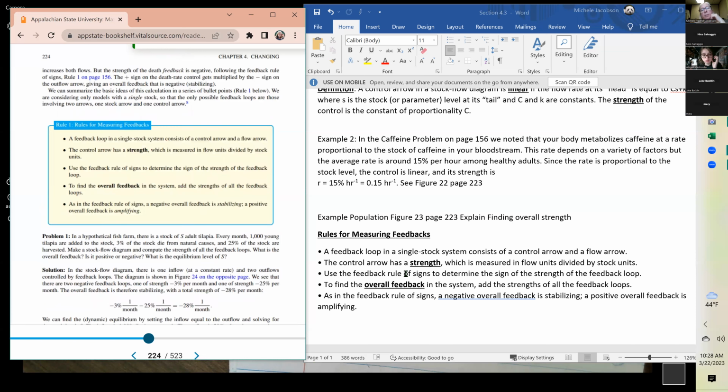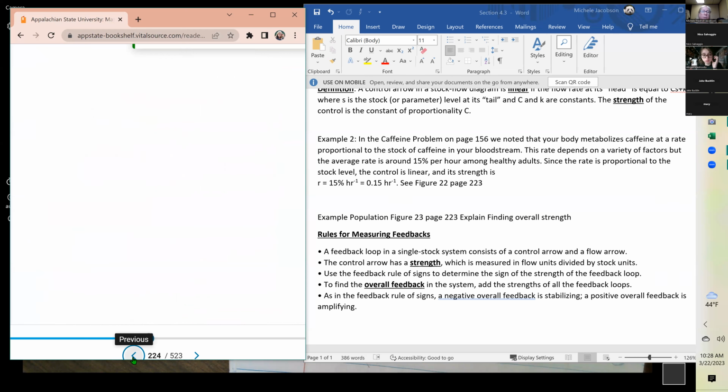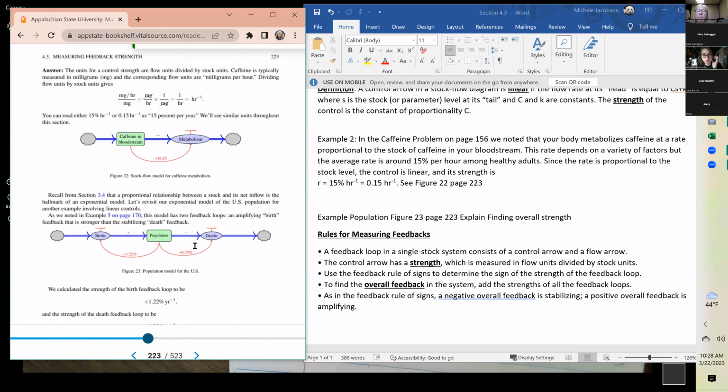Rules for measuring, I put them here. A feedback loop in a single stock system consists of a control arrow and a flow arrow. So a feedback loop has to have both the control arrow, which is the red, and the flow arrow. Whoops, wait, control arrow and flow arrow. Yeah, there has to be both.